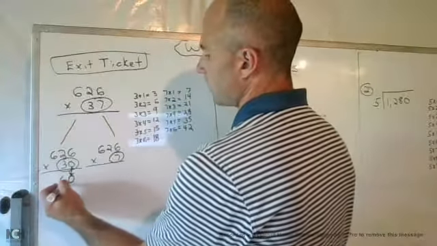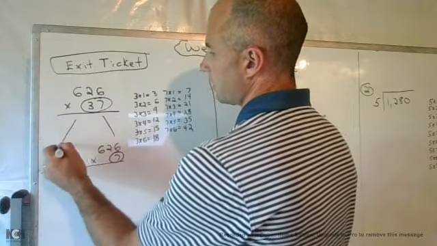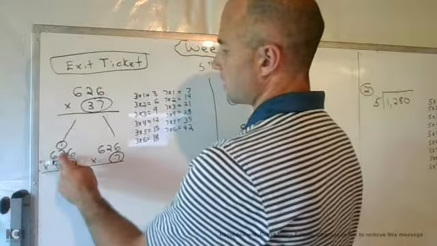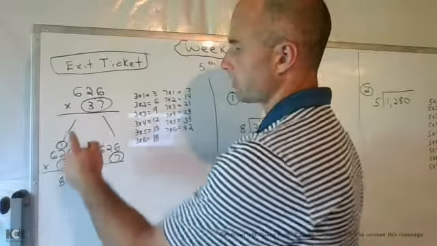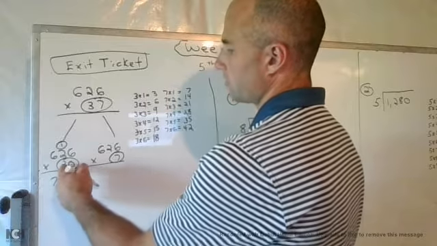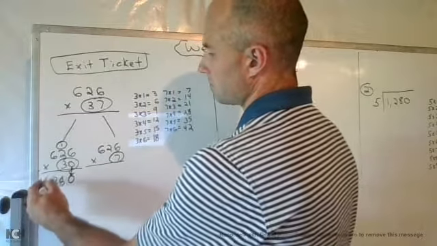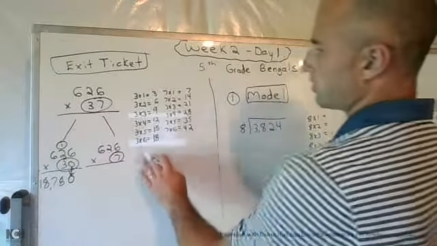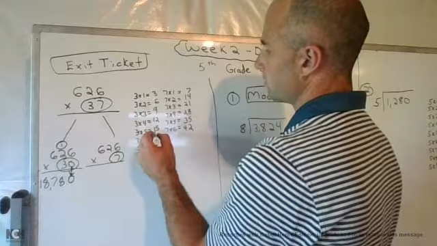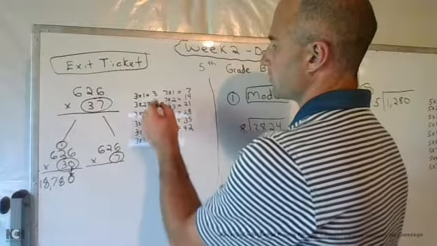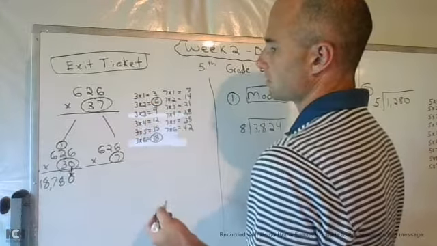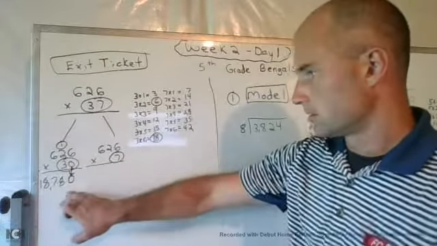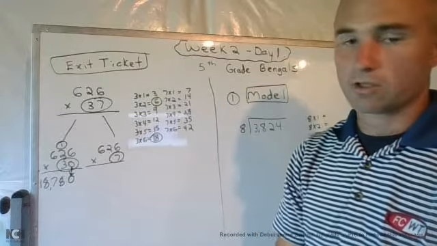3 times 6 equals 18. Carry the 1 from the 18. Leave the 8. 3 times 2 equals 6 plus the 1 equals 7. 3 times 6 equals 18. Now, I do have all of those facts right over here. 3 times 6 equals 18. 3 times 2 equals 6. And 3 times 6 equals 18 again. So that is the 626 times 30.